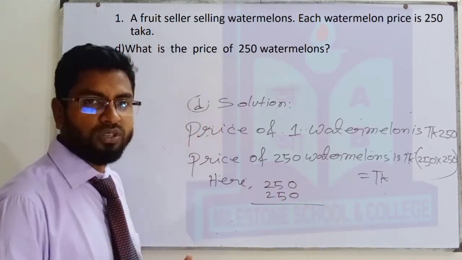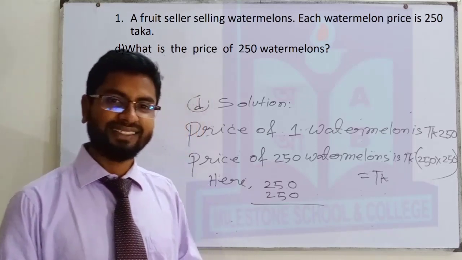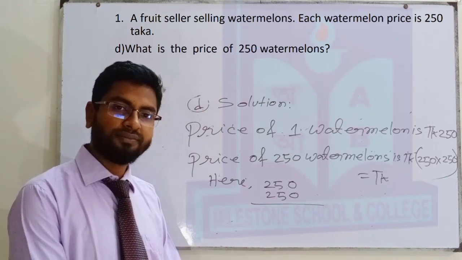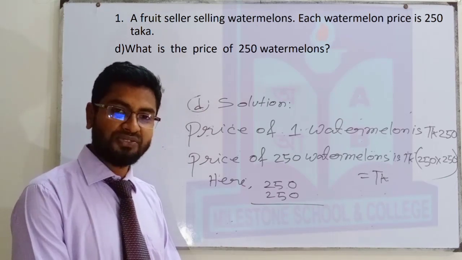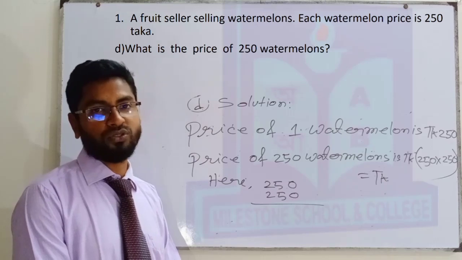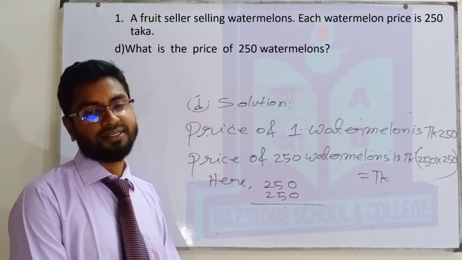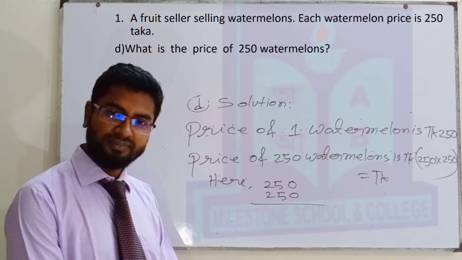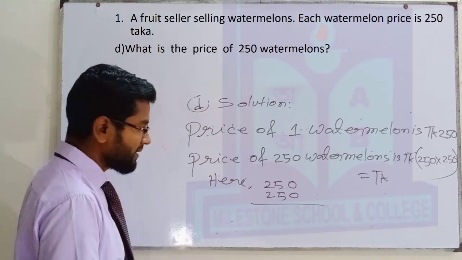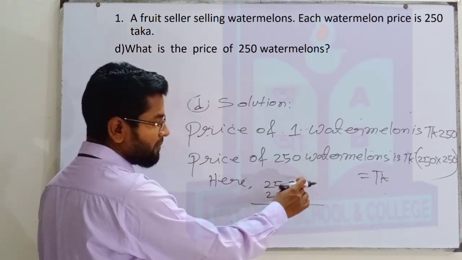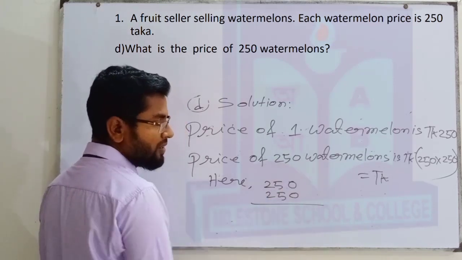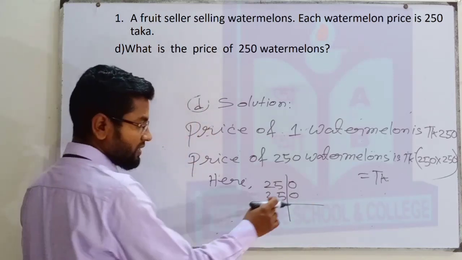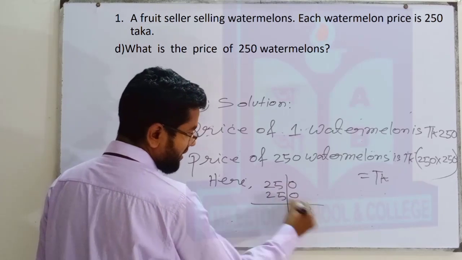I want to see who can do it first. Do it. Are you writing in your copy? Yes. I think you are able to solve it. Is there any problem? Yes, do it. The last 2 zeros in the multiplier and also in the multiplicand, those 2 zeros I will not multiply. That is an easy process. These 2 zeros I will write here.